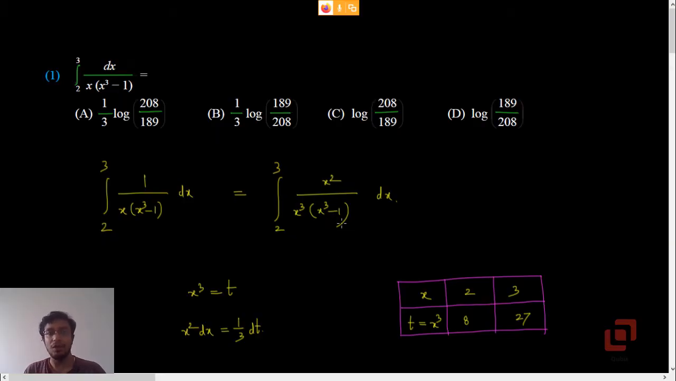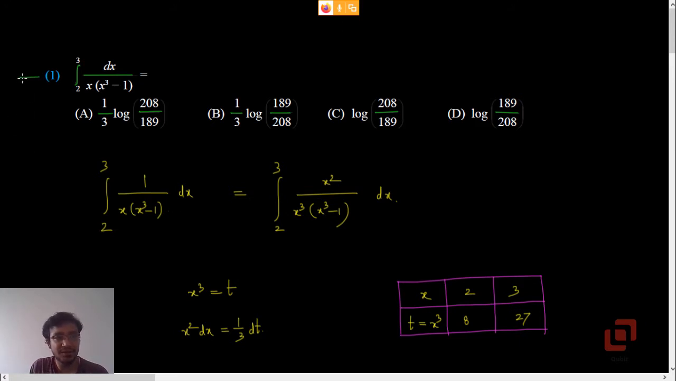Today we are going to solve multiple choice questions from definite integrals. In our previous session, we solved multiple choice questions on indefinite integration, where we did not have the limits on the integral. Today, let us solve definite integral multiple choice questions.